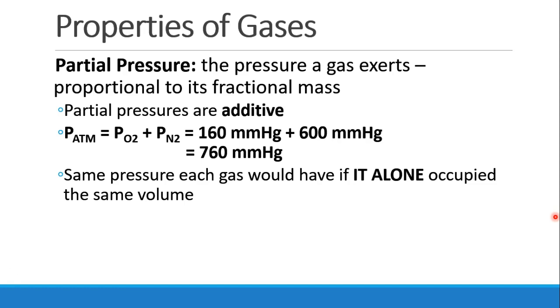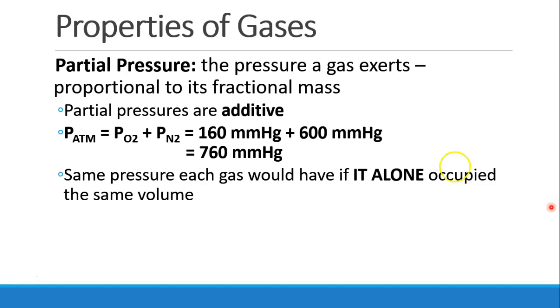Now, before we get into the details of inhalational anesthetics, we have to do a little bit of a physics review. The first concept that's very important to understand is partial pressure. Partial pressure is the pressure that a gas exerts on something, and it's proportional to its fractional mass. And partial pressures are additive, so let's look at an example. Atmospheric pressure at sea level is 760 millimeters of mercury. We know that air is basically just oxygen and nitrogen.